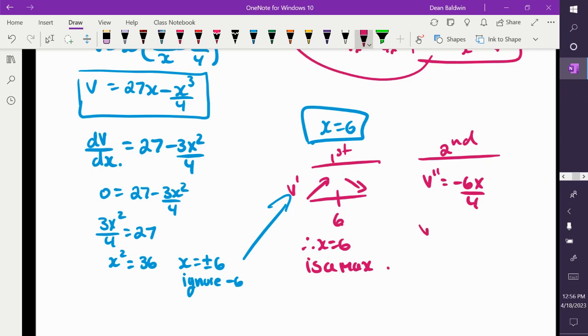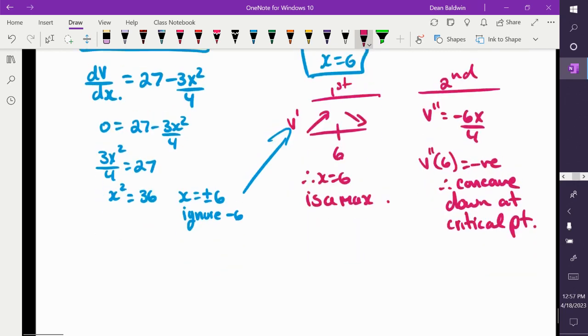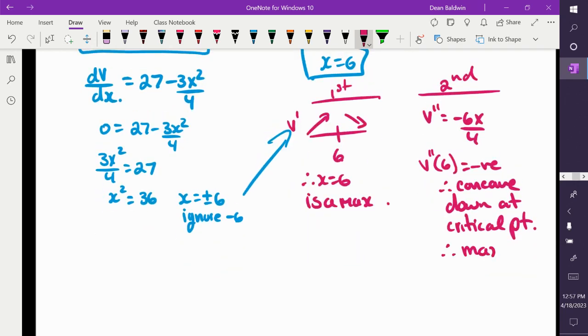What you want to test is the second derivative at 6, because that's your critical point. If you put 6 into the second derivative, are you getting a positive or a negative number? You're getting a negative number. Therefore, it's concave down at your critical point, which means you have a max.